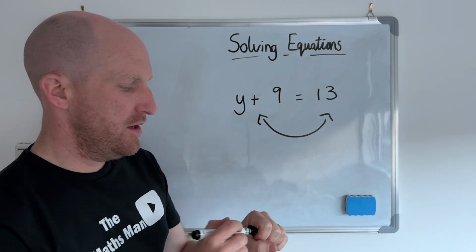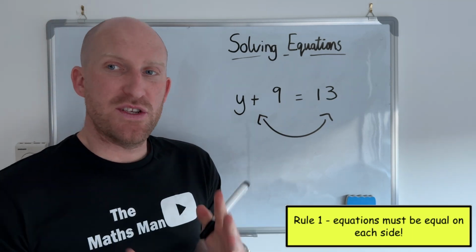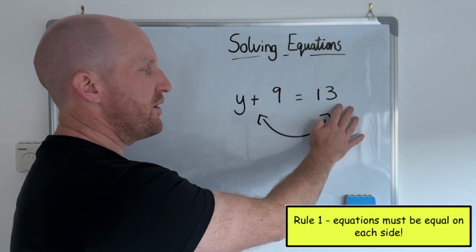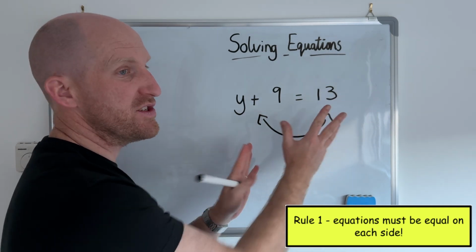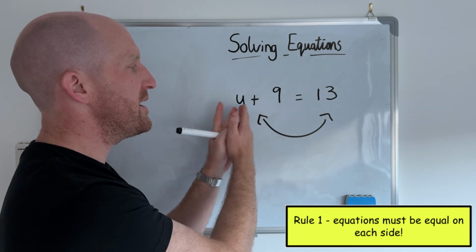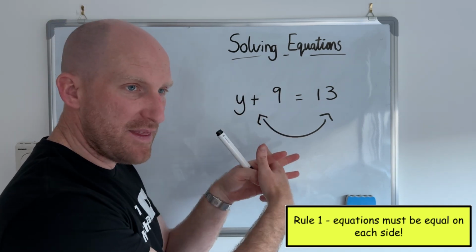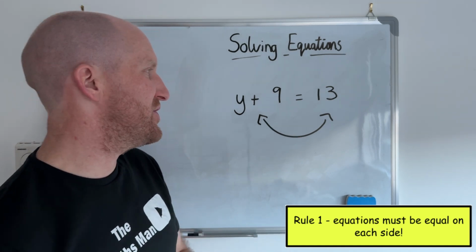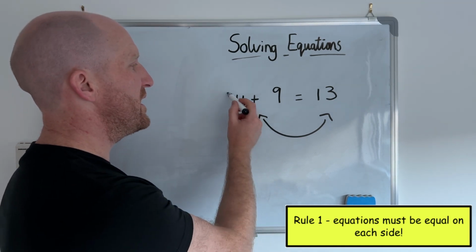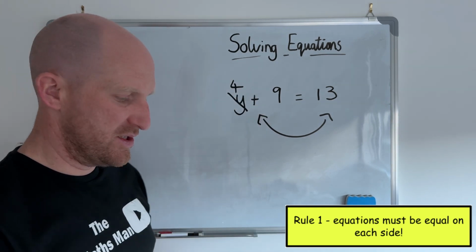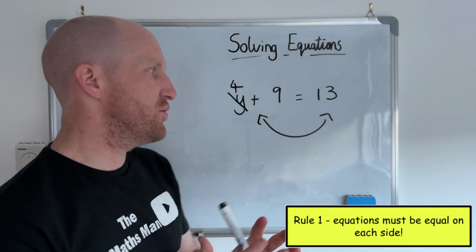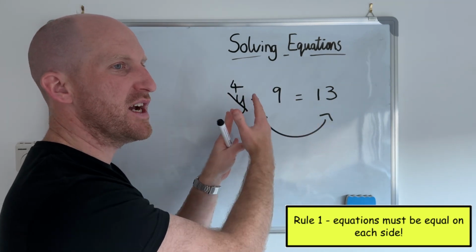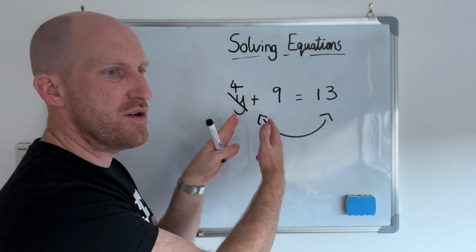Now, because all equations have to be balanced on each side and they have to be the same, we know the answer on this side of the equation is 13, so that must mean y plus 9, when you add them together, also makes 13. And hopefully you would have seen the answer straight away and thought, well, y must be 4, because now that would balance this equation, wouldn't it? We'd have 13 on this side and we'd have 4 plus 9 on this side, which also makes 13.